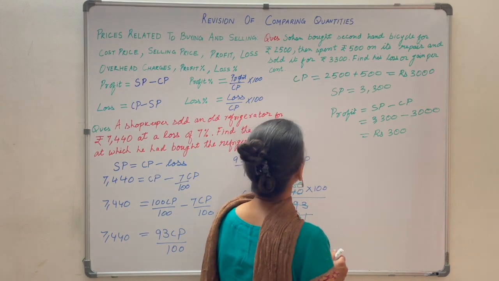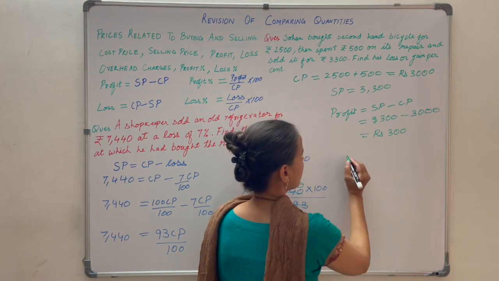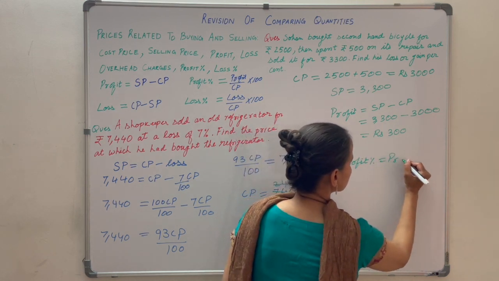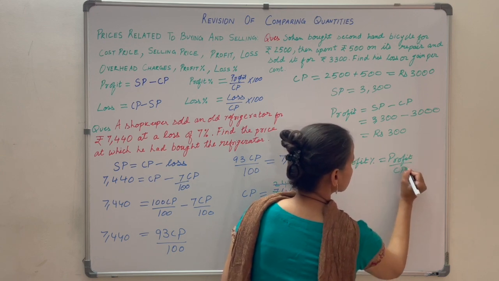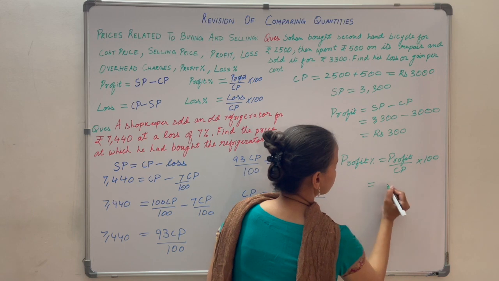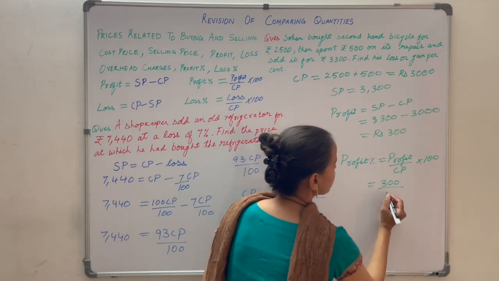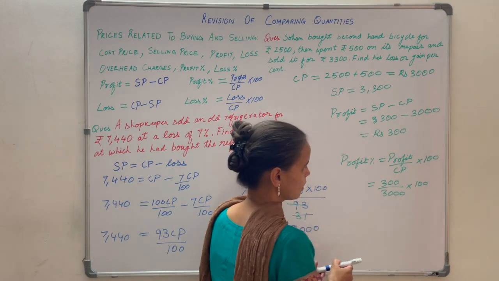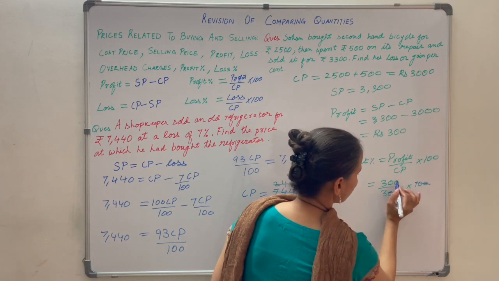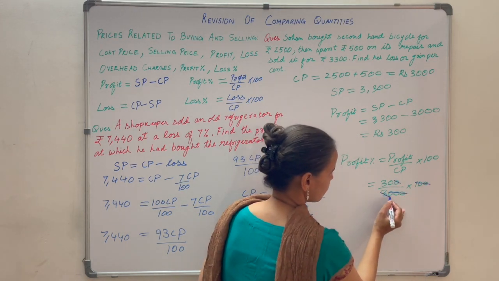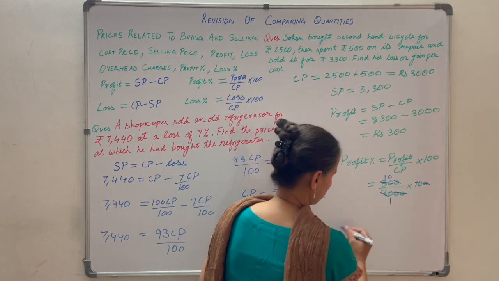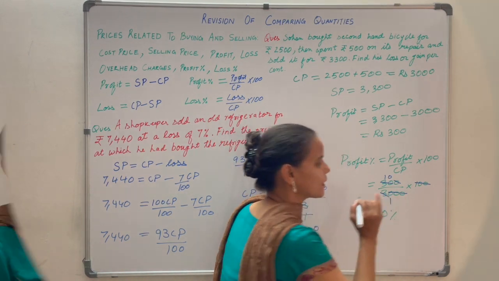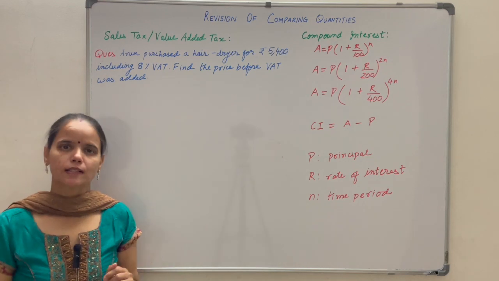So the profit percentage formula is profit upon cost price into 100. Your profit is 300. Your cost price is 3,000 into 100. So we can cancel the zeros now. So here 3 zeros, 2 from here and 1 from here. And you can cancel 3 and 30 also. 3 ones are 3, 3 tens are 30. So what is the profit percentage you got here? It is 10%.